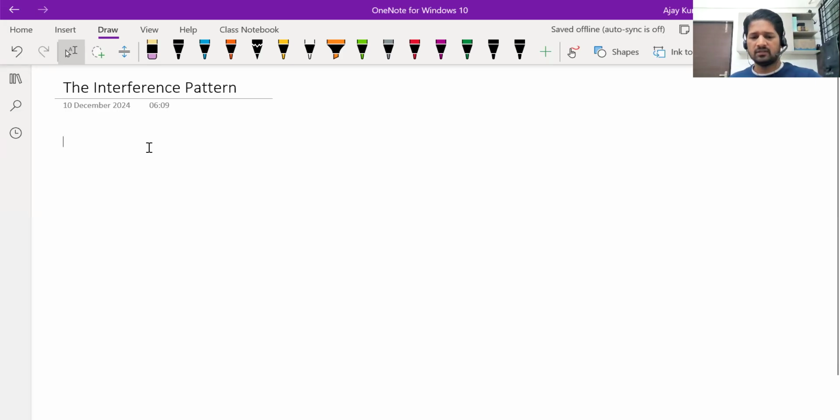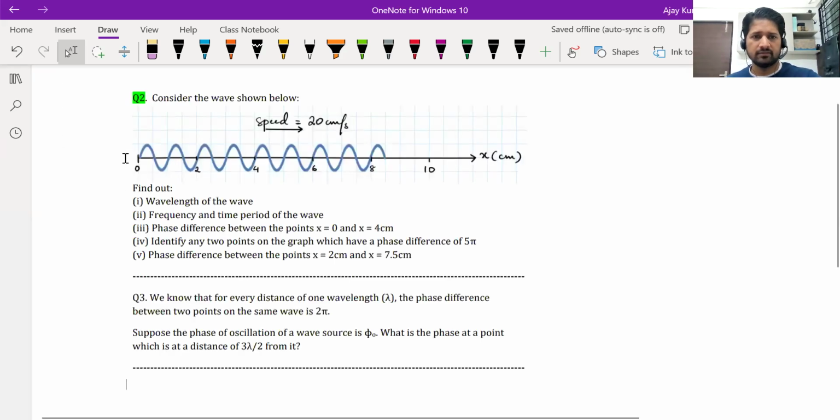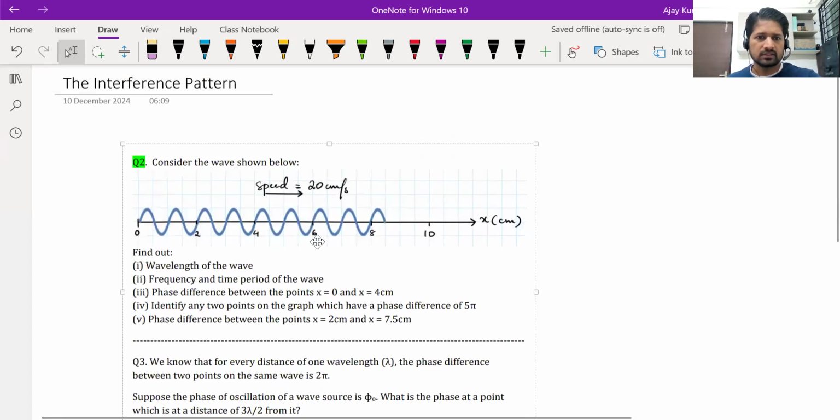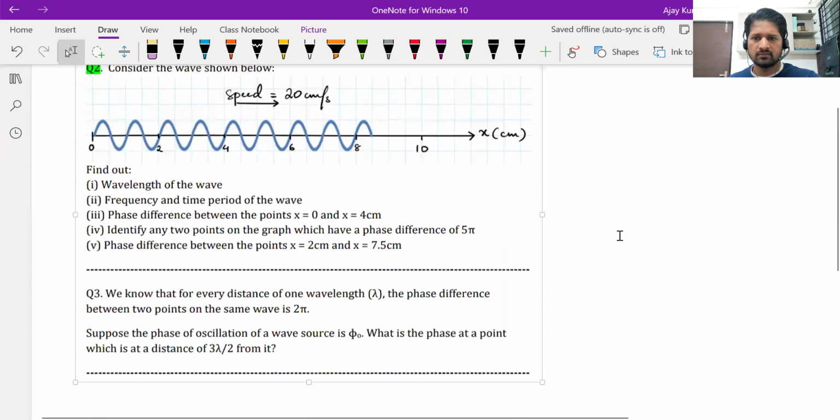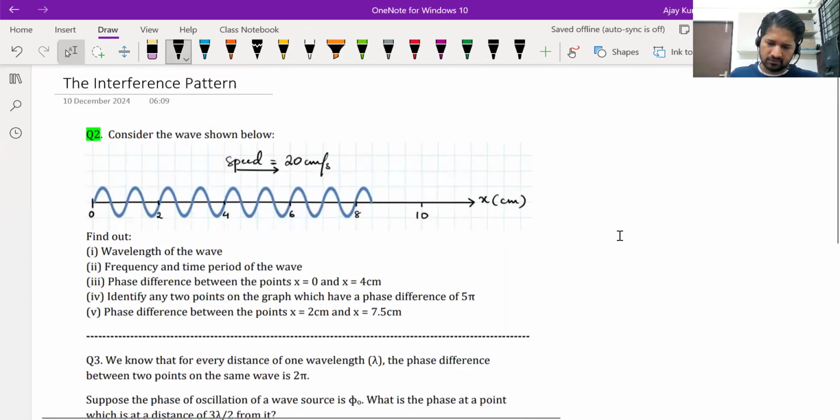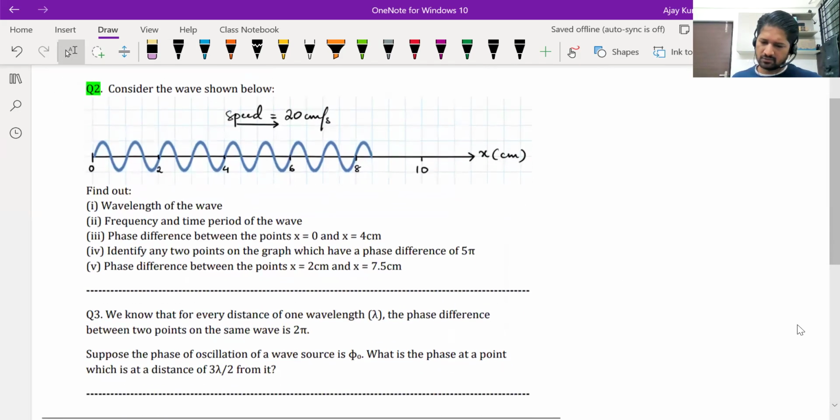Okay, let's quickly discuss the answers to a few worksheet problems and then we will discuss the interference pattern. So, second one: you are shown a wave, it is traveling to the right with a speed of 20 centimeters per second. From the diagram, I think you can get its wavelength also. So quickly tell me, what is the wavelength of the wave?